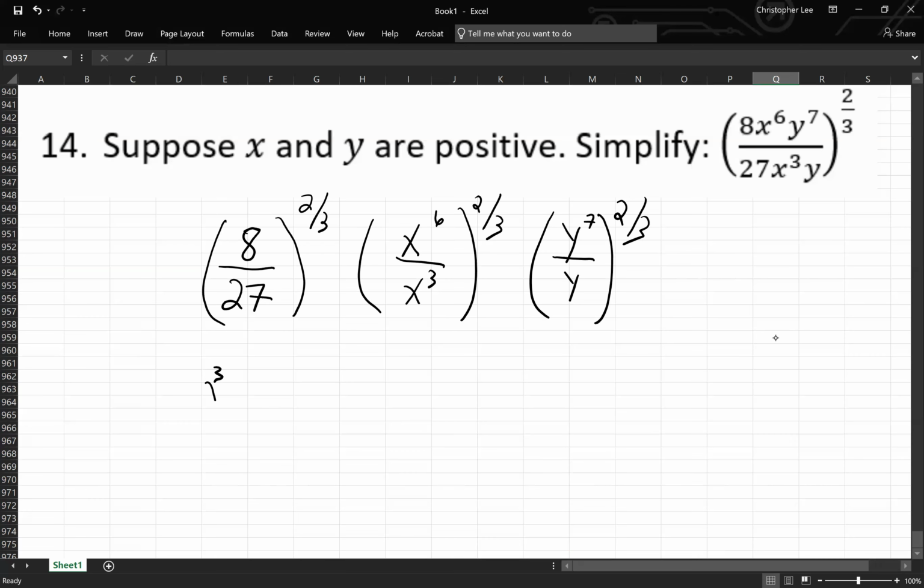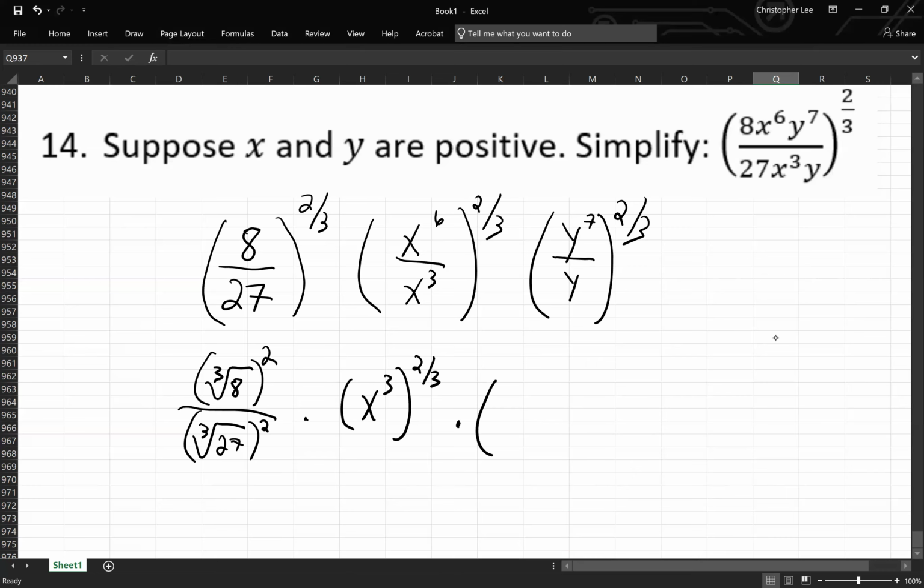This is just going to be cube root of 8 squared over cube root of 27 squared times x to the 6 over x to the third. That's just x to the third raised to the 2/3, right? Times y to the 7 over y. This is just y to the 6 raised to the 2/3.